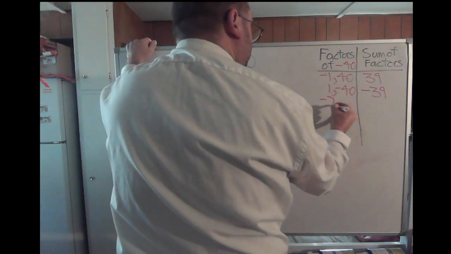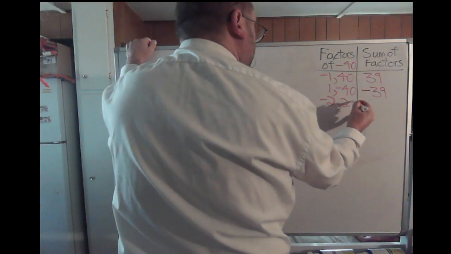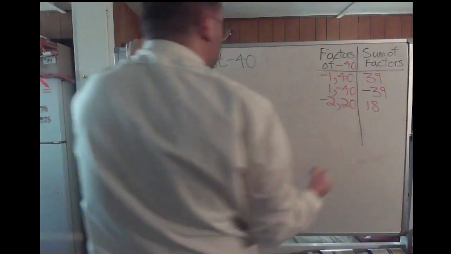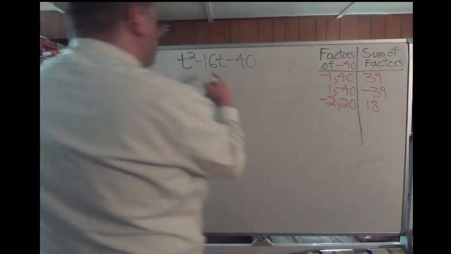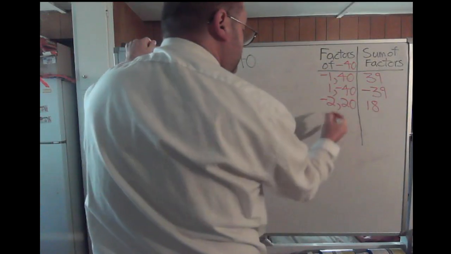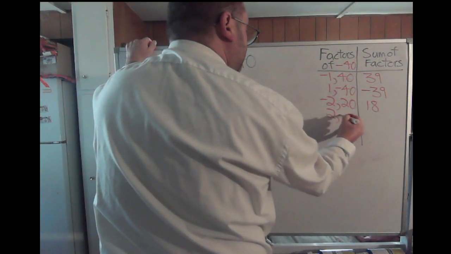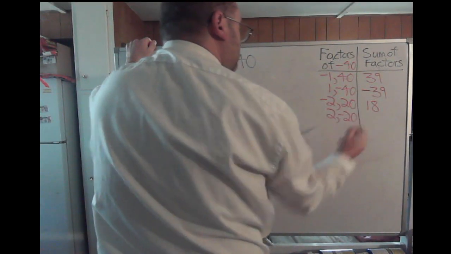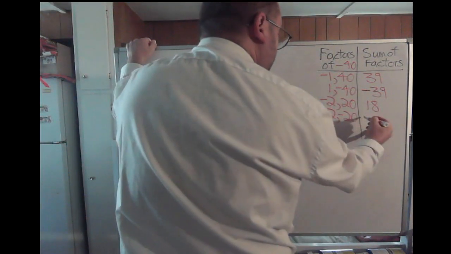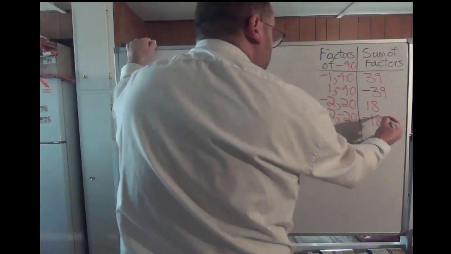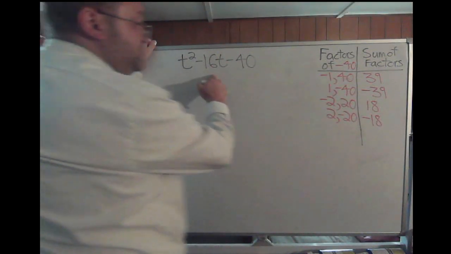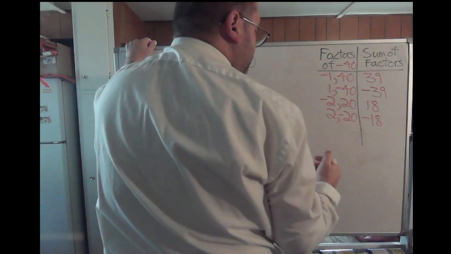So how about negative 2 and positive 20? Add those together, you'll get positive 18. That doesn't work because your coefficient for the middle term should be negative 16, not positive 18. So how about positive 2 and negative 20 for factors? Positive 2 and negative 20 add together give you negative 18. Still doesn't work. Your coefficient on the middle term should be negative 16, not negative 18.